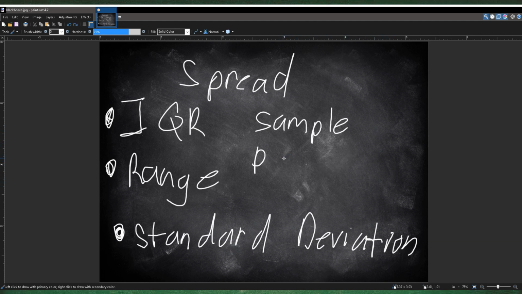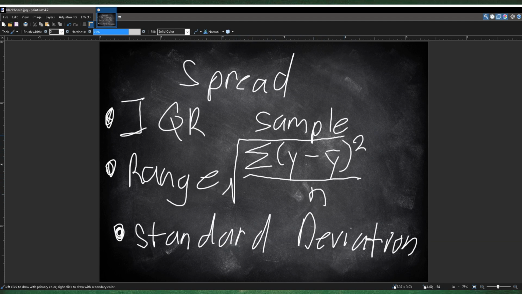Basically, we have the Euler summation, which just means sum. So it's the sum of all the numbers of, let's say, y minus the mean of y, and then you square those numbers, and then you divide by n, and then you square root that entire thing. I mean n minus 1 for a sample.